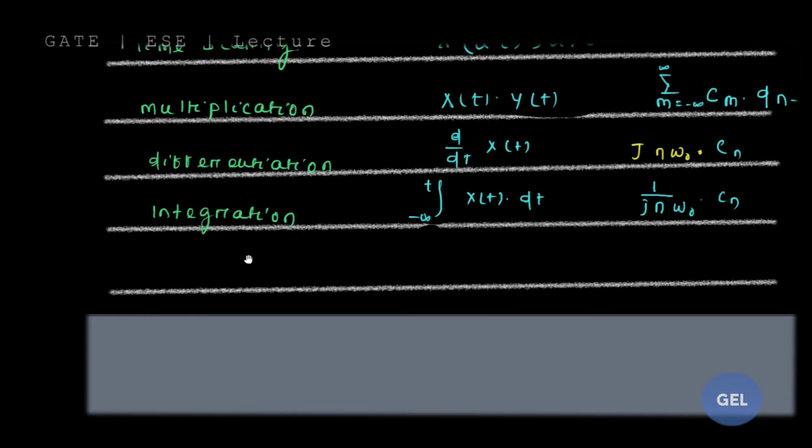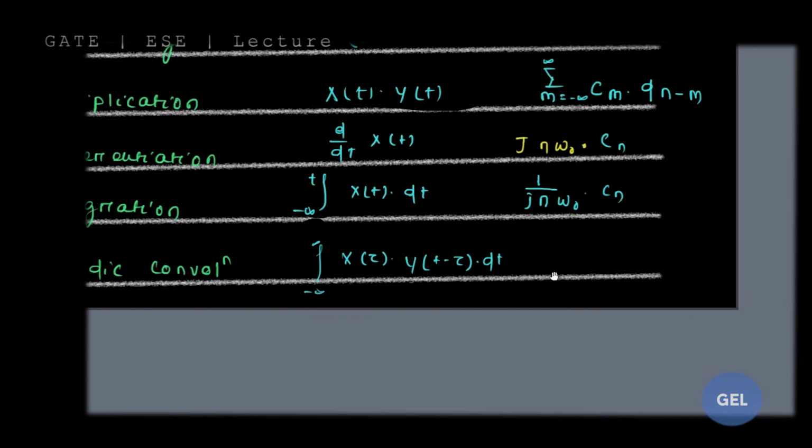Now listen to this carefully, for periodic convolution, if you are taking x of tau y of t minus tau d tau in the continuous time domain from minus infinity to infinity, the subsequent Fourier series coefficient will be t, the main period, into cn into dn. Sir, it just becomes multiplication in the frequency domain? Yes, in convolution in the continuous time domain. We will understand this concept in the Fourier transform. If you are taking convolution in the continuous time domain, the subsequent frequency domain will be the multiplication of those two factors.